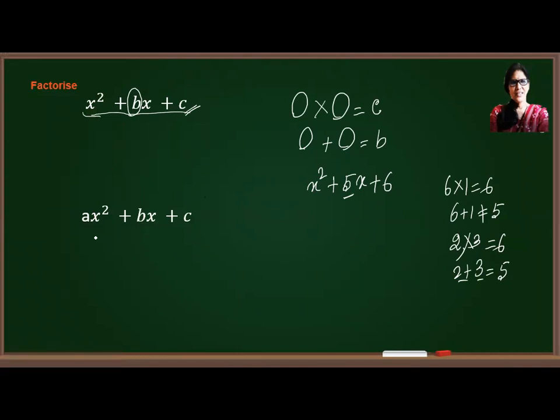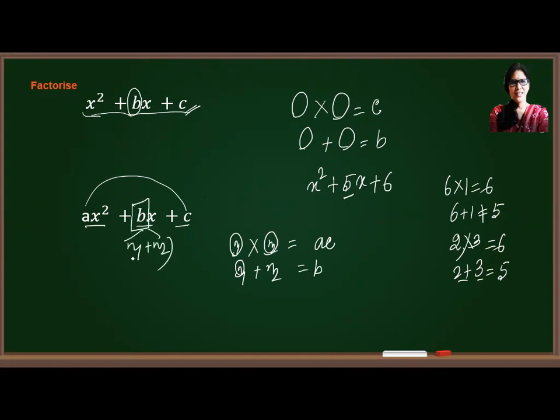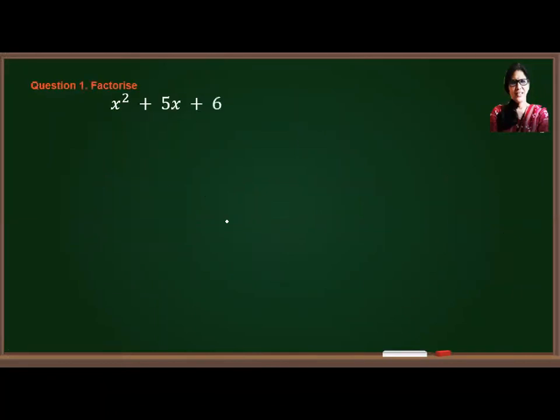Similarly, if it is ax square plus bx plus c, here you have to think of two numbers. I'm writing them as number 1, number 2, whose product is equal to a into c, and whose sum, number 1 plus number 2, gives you b. That means you can split b into n1 and n2. This is the concept. So while solving the questions, you will understand better.